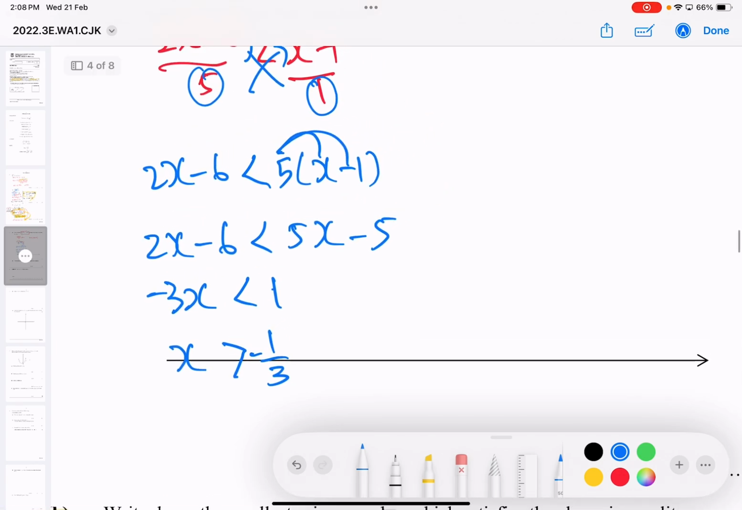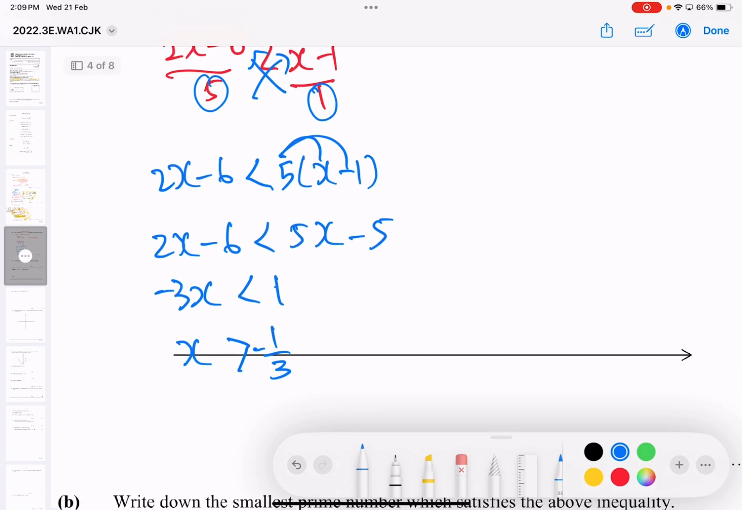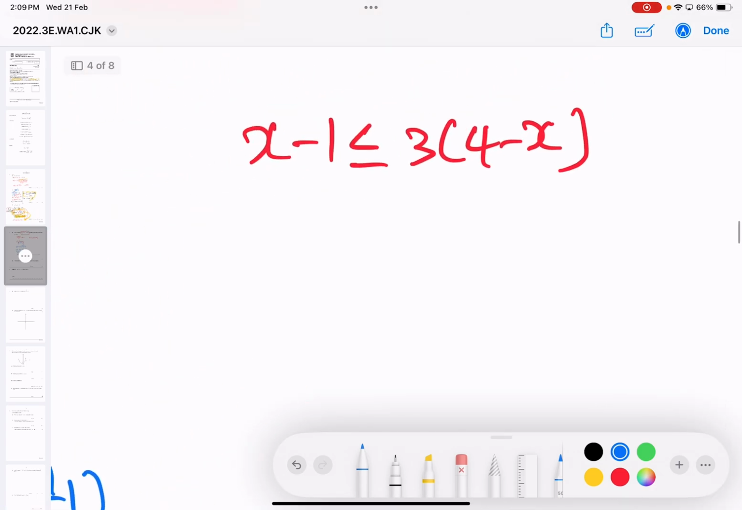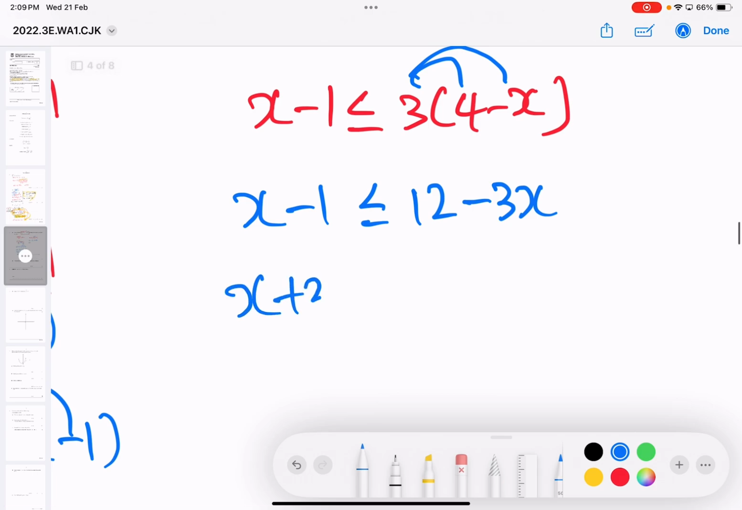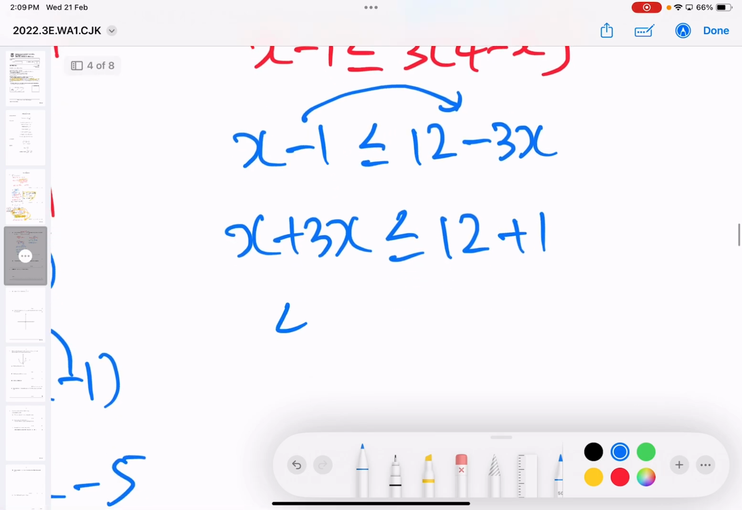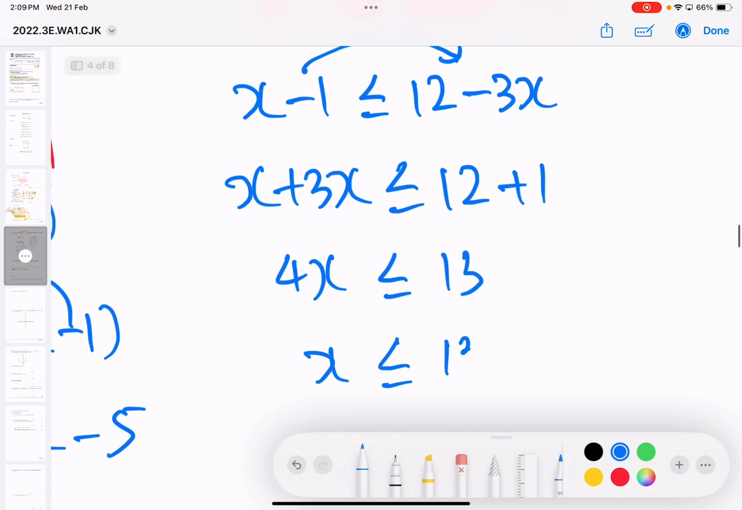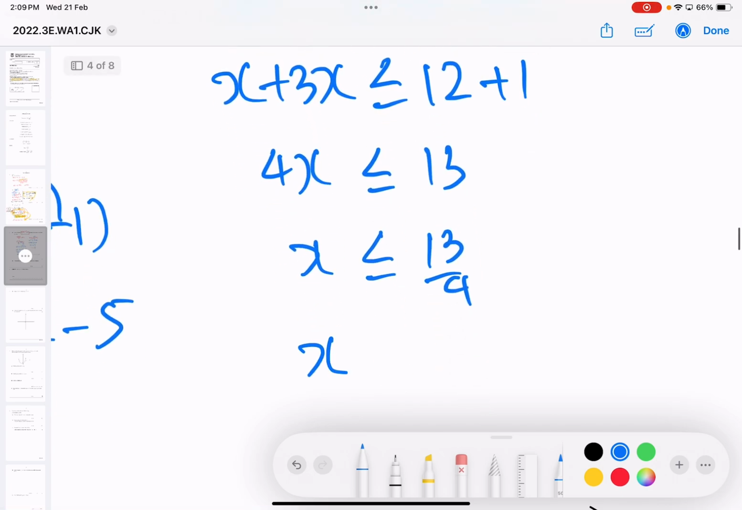So this is the first one. This is the most difficult part. The one on the right hand side is much easier. 3 times 4 gives me 12. 3 times negative x gives me negative 3x. Less than or equal to x minus 1 is the comparison. Bring all the x to one side: x plus 3x is less than or equal to 12 plus 1. 4x is less than or equal to 13. x is less than or equal to 13 over 4. You can write this as a mixed number, which gives you 3 and 1 over 4.